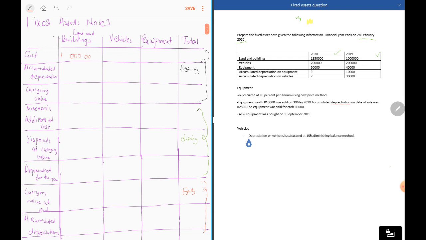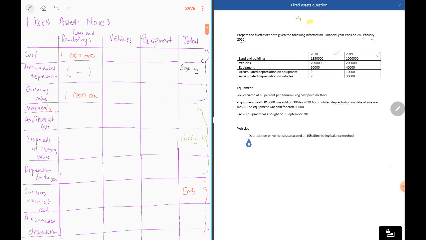Let's start with land and buildings. We have 1 million at the beginning. Land and buildings do not depreciate, right? So accumulated depreciation will be nothing. Then carrying value at the beginning is still 1 million. This is a movement column. Yeah, you don't have to write anything here.